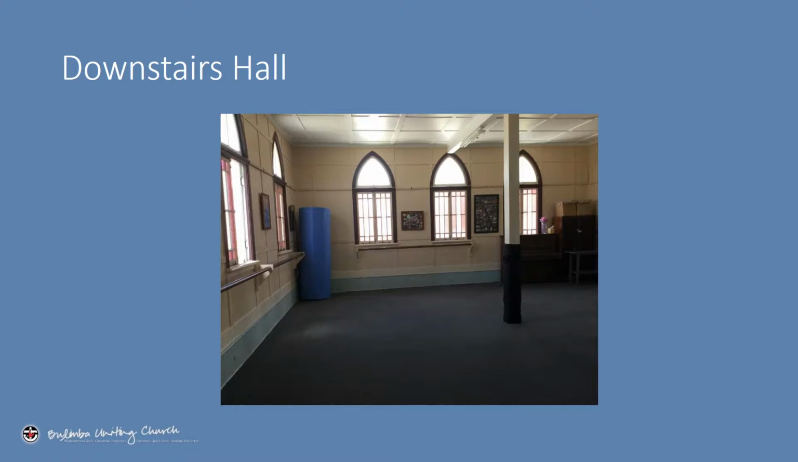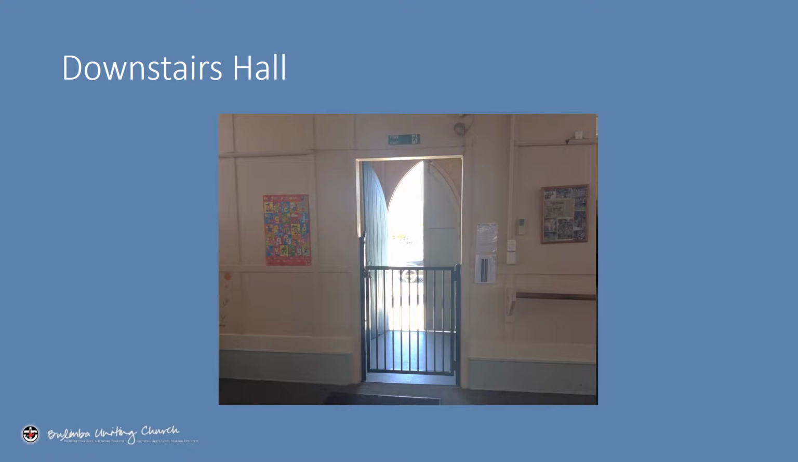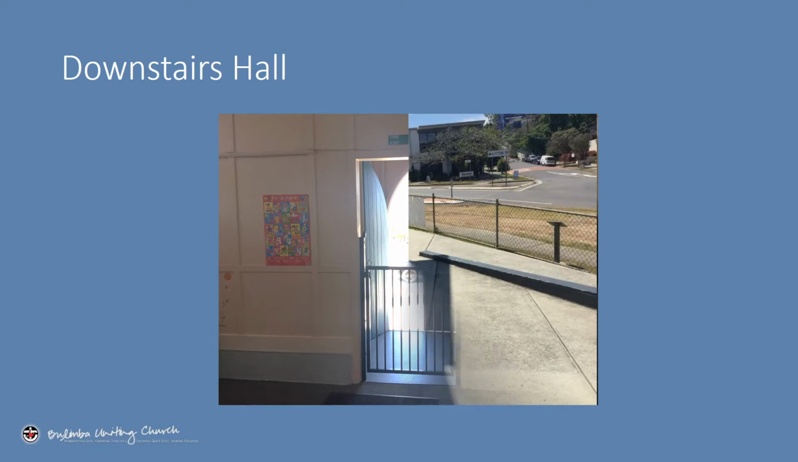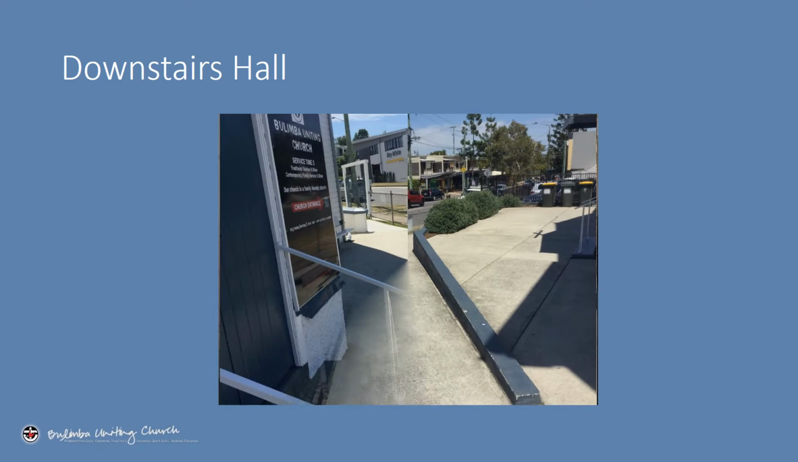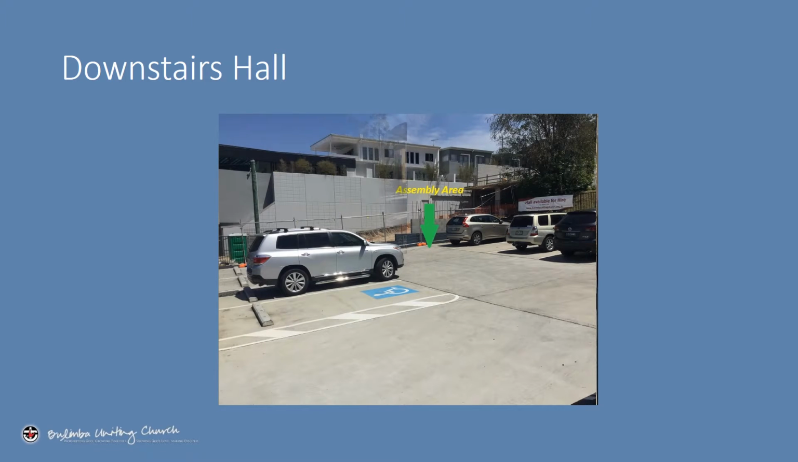If you are in the downstairs hall, there is only one exit. Move quickly to the exit doors. Once outside the building, move across the yard to the ramp and follow the ramp into the car park, which serves as the assembly point.